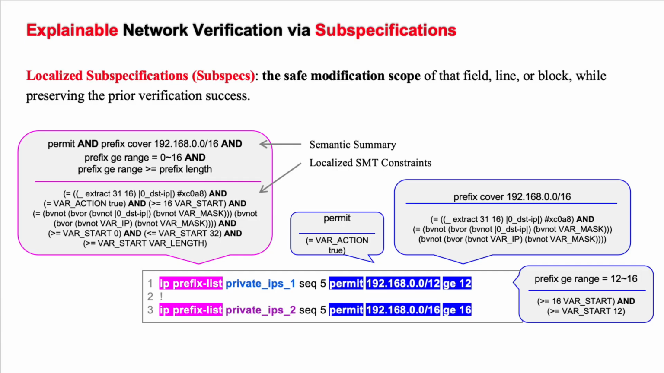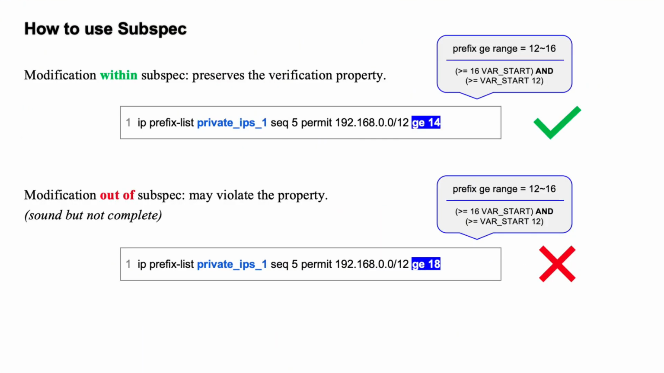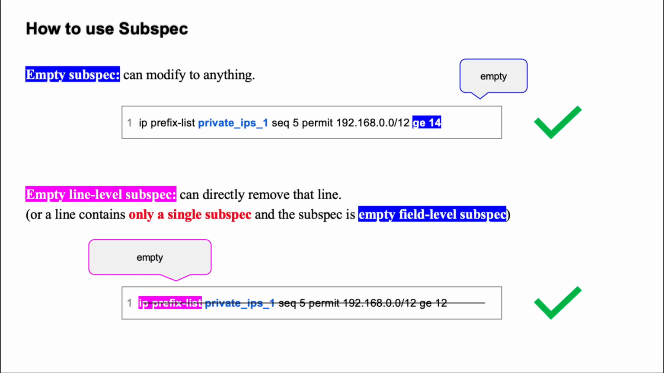There are two pages that introduce how to use the suspect. Modifications made within the suspect preserve the verification property, whereas modifications outside a suspect may violate this property: sound but not complete. Moreover, an empty suspect can be modified freely.